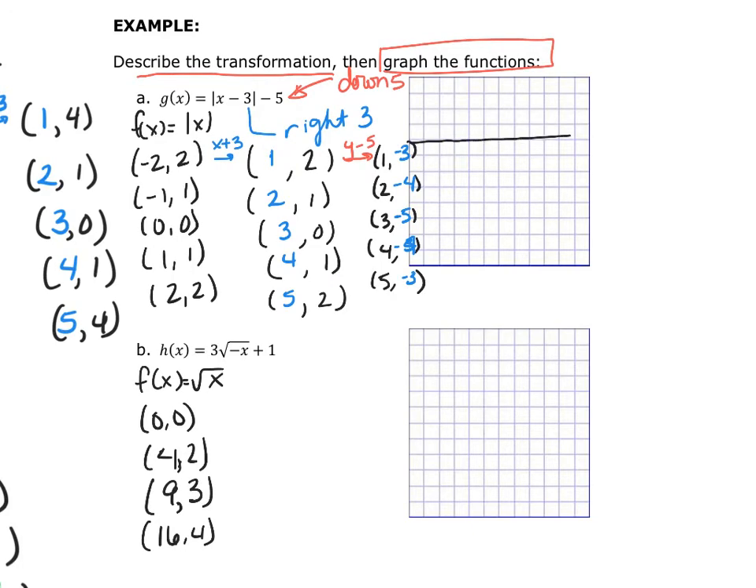So if my original function would have looked like this, so that's my original function, my transformed function is going to go right 3, so 1, 2, 3, and down 5, 1, 2, 3, 4, 5, and it's going to look something like that. So that is my g function. How was that? Any questions on that? Some really nasty looking number 4. So number 4, -4. Any questions on that one?